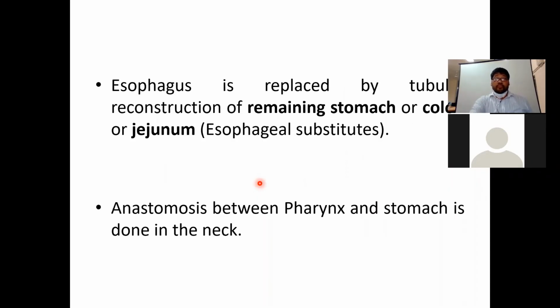So after removal of the esophagus, it is replaced by a conduit, which is usually formed with the help of the stomach, or if the stomach is not available, we can use colon or jejunum. So these are known as esophageal substitute or esophageal conduit. So anastomosis is done between the pharynx and the stomach, which is a neoesophagus in the neck. So anastomosis is done in the cervical region.